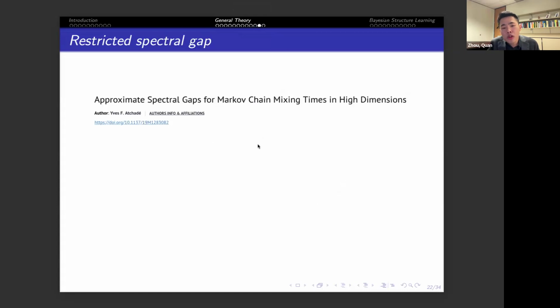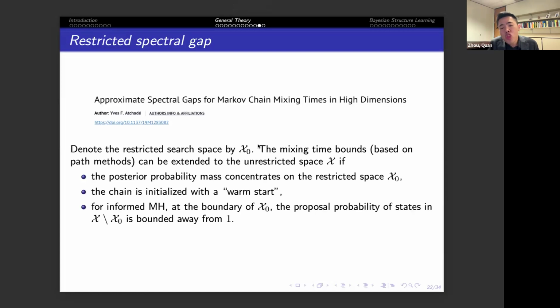So there's a recent paper by Eva Achadi, which provides a very nice solution to this problem. He proposed to use the restricted spectral gap to study the Markov chain mixing times, and he studied the variable selection problem, and he showed how you can use the restricted spectral gap to extend the rapid mixing result on the restricted space to the unrestricted search space. Okay. So basically, you need these two conditions.